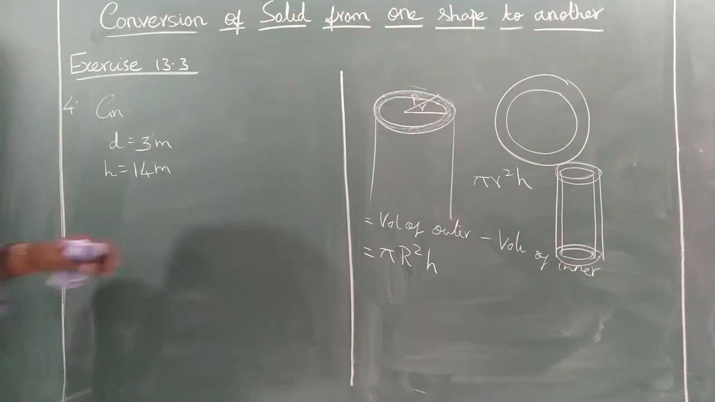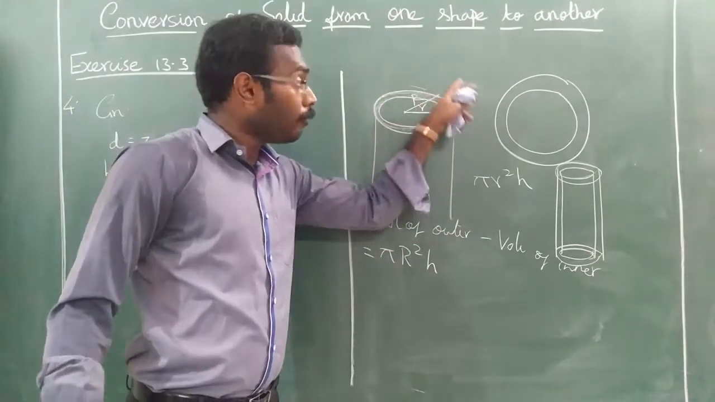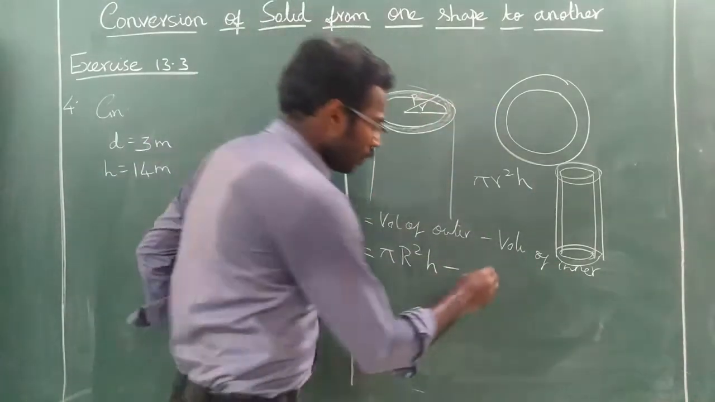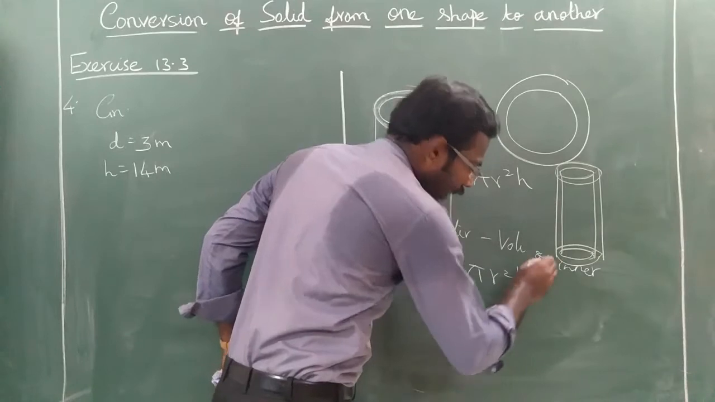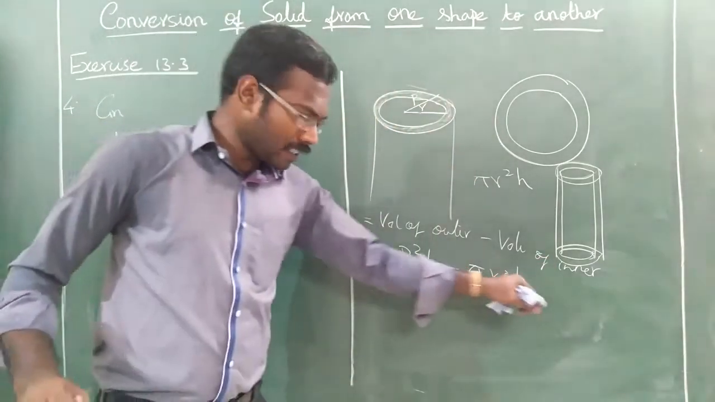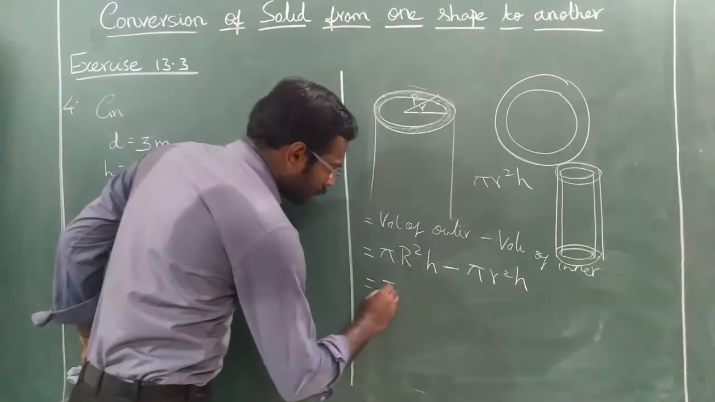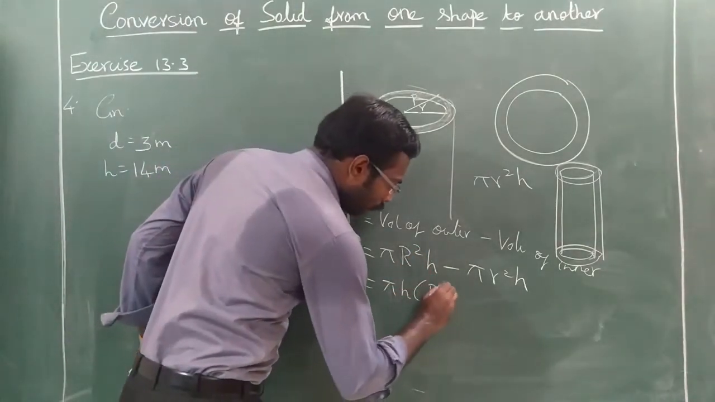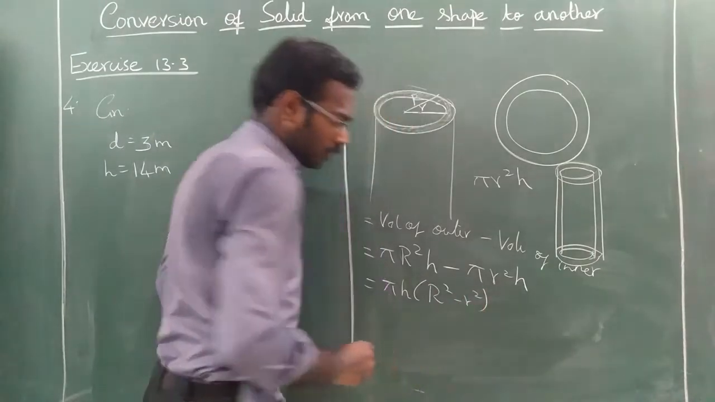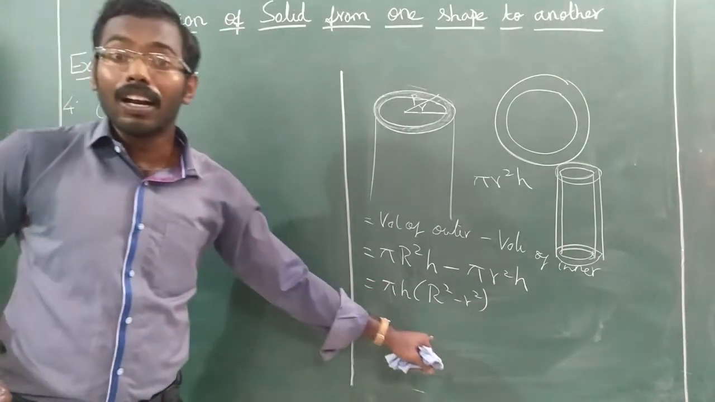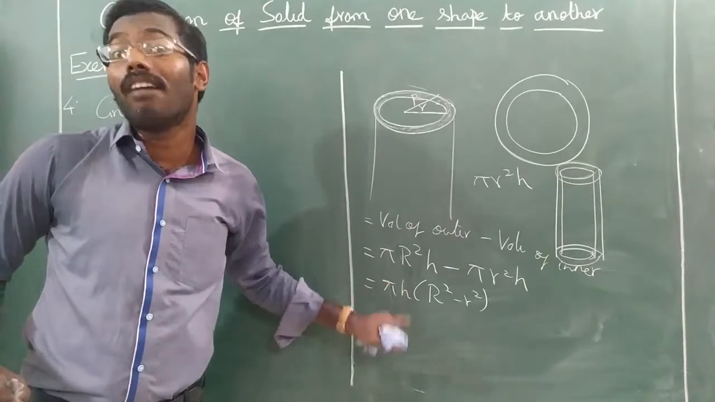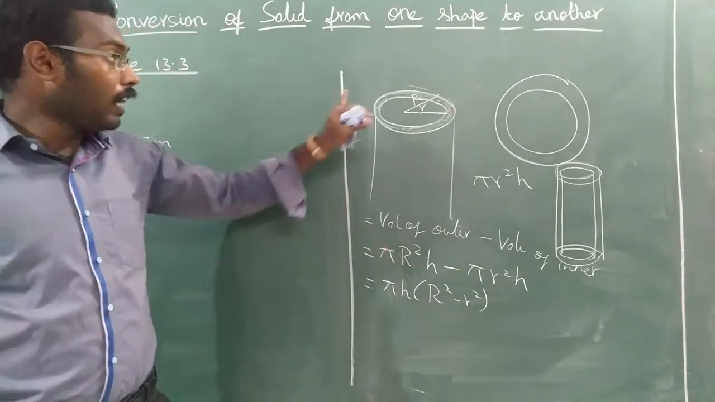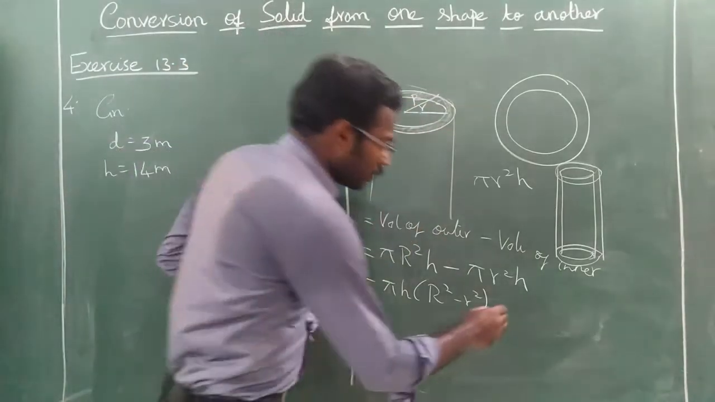Understood or not? Pi outer cylinder means capital R square, minus inner cylinder means small r, so pi small r square h. Here pi h is common, so take pi h commonly outside. So pi h into capital R square minus small r square. Okay, this is the volume of circular ring or the volume of the hollow cylinder. Understood or not? Okay, volume of the circular ring.